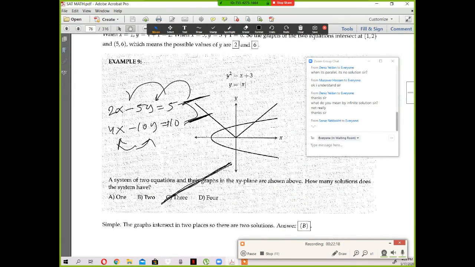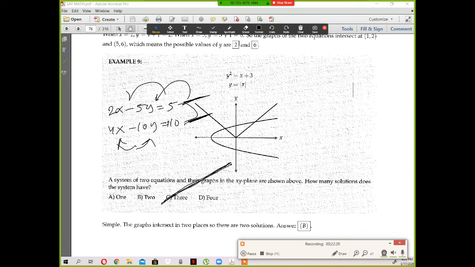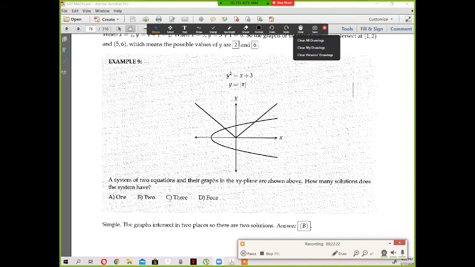How about this one? You should be able to solve this now. We have two equations, we have two graphs. It says a system of two equations and their graphs in the xy plane are shown above. How many solutions does this system have? Solutions means intersections.